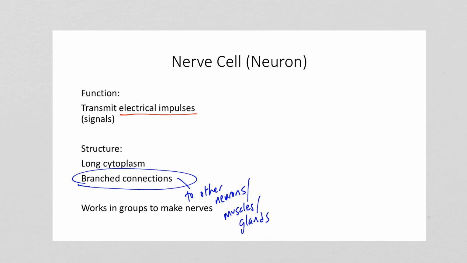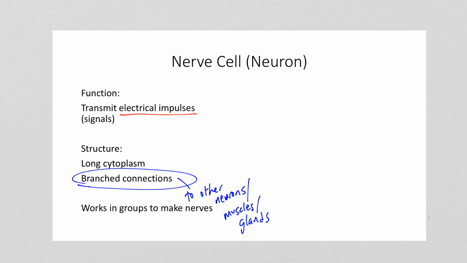And like muscle cells, they are going to work together. So you have a whole bunch of nerve cells or neurons. Those work together to make nervous tissue. And then, as we'll see, those work together to make up the peripheral and central nervous system, which then works together as an organ system to contribute towards making a person.